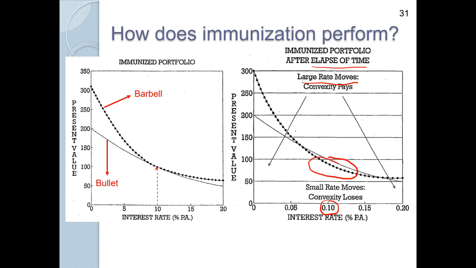That's when convexity is going to pay, when you're going to be able to make money from convexity. So if you believe that interest rates are going to remain at the same level, you should immunize with the bullet. If you believe there's going to be large changes, either positive or negative, in interest rates, then you should immunize with the barbell.